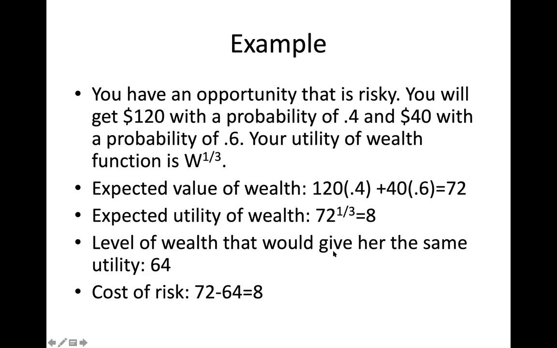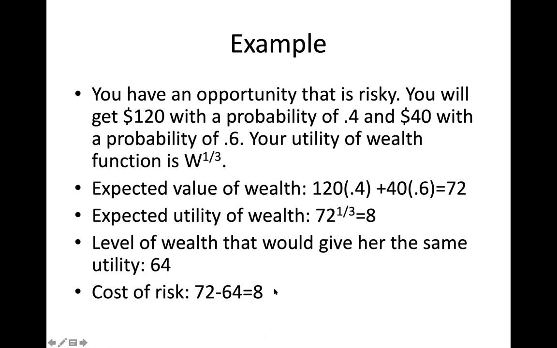What level of utility would give you the same utility? What level of wealth would give you the same utility? 4 times 4 times 4. So if you got $64, you would be at the same utility level as if you got this $72. Exact same utility level. So what is the cost of the risk? The $72 of expected wealth minus the level of wealth that would put you at the same level of utility. So the cost of this risk is $8.